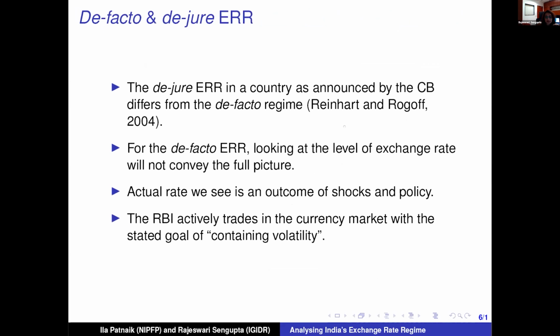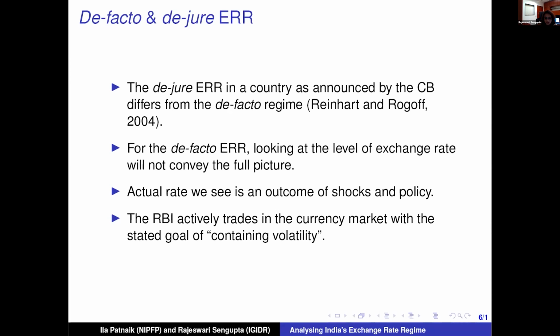There is a difference between a de facto and a de jure exchange rate regime. The de jure regime is something that is announced by the central bank. On a de jure basis, India moved towards a market-determined exchange rate in 1993. But there is research, in the seminal paper by Reinhart and Rogoff in QJE in 2004, which showed that the de jure exchange rate regime of countries often differs from the de facto regime.